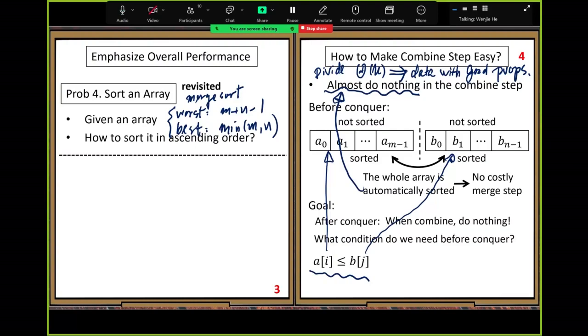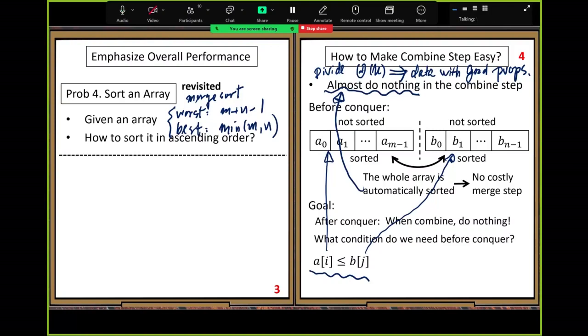You can make this very brave assumption. In your imagination, you can make this brave assumption, but after you make this property your goal, you need to achieve this goal in the divide step. You need to make it. When you split your data into two subarrays, you need to make this property happen.